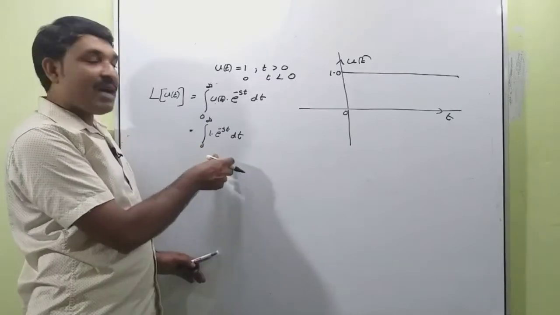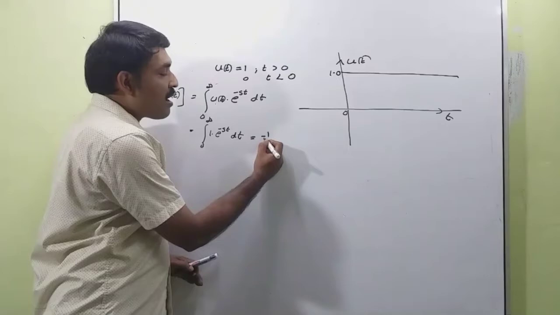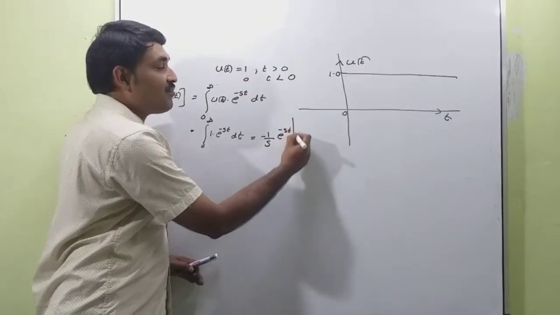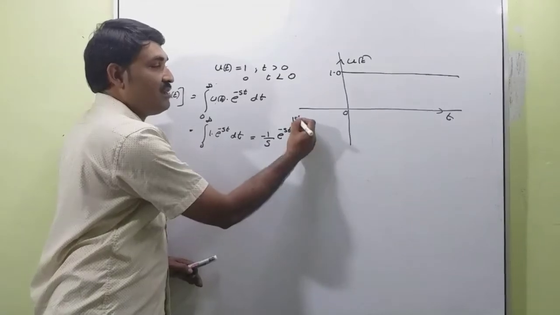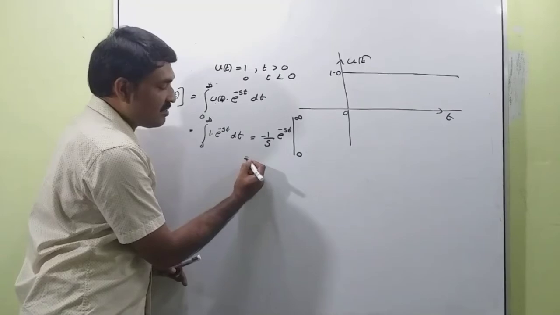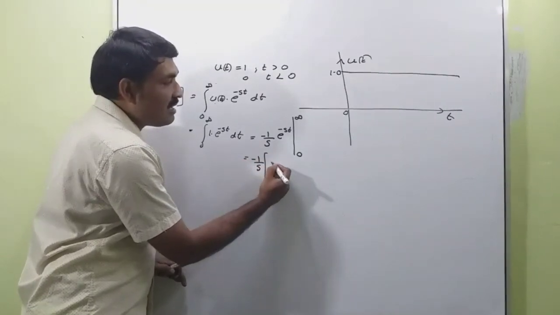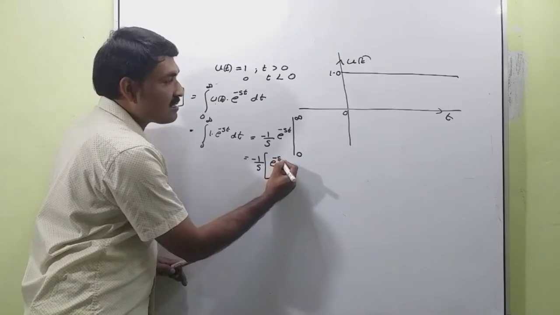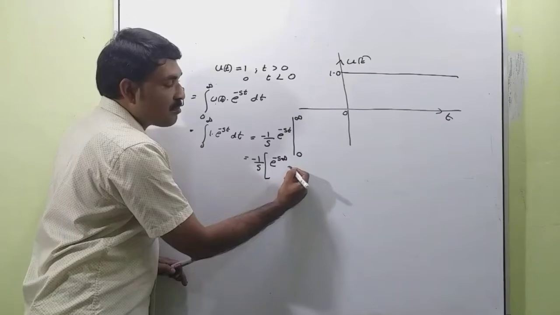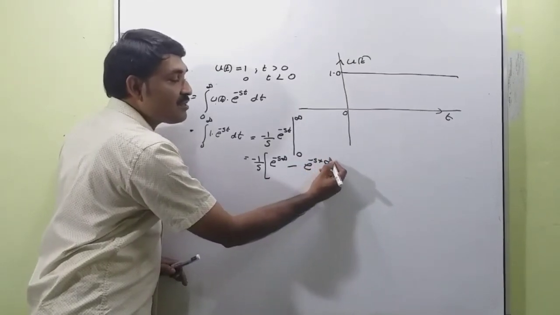Right. Now I am integrating this term. So this is equal to minus 1 by s e raised to minus st. The limit of integration is from 0 to infinity. Now minus 1 by s is taken outside. So this is equal to minus 1 by s into e raised to minus s, t is substituted by infinity, minus e raised to minus s into 0.